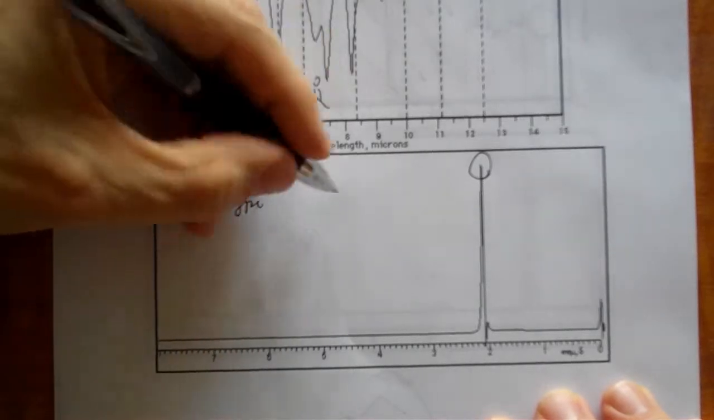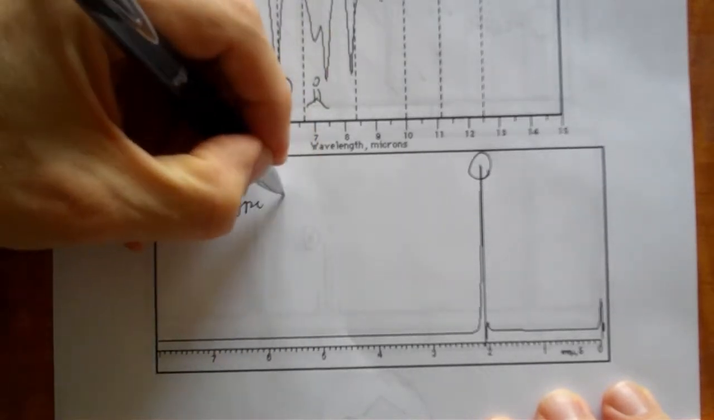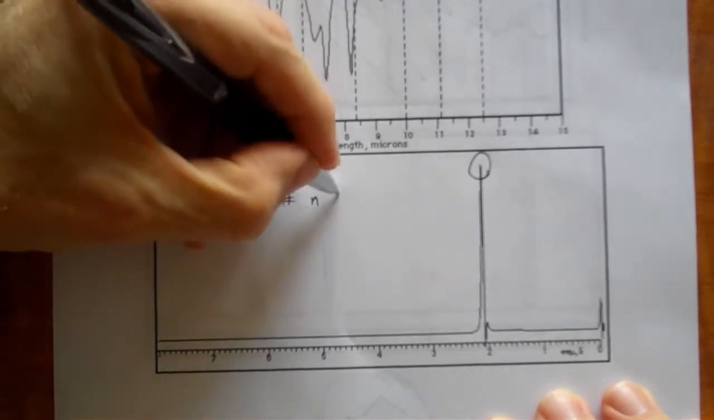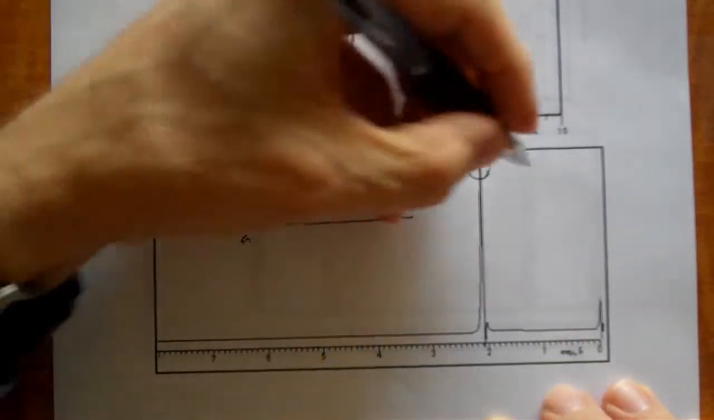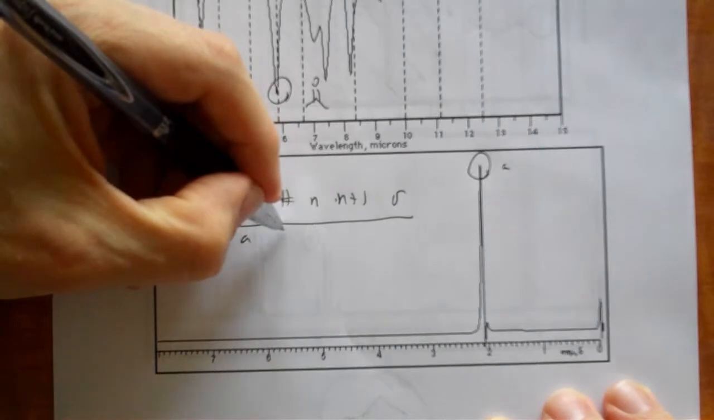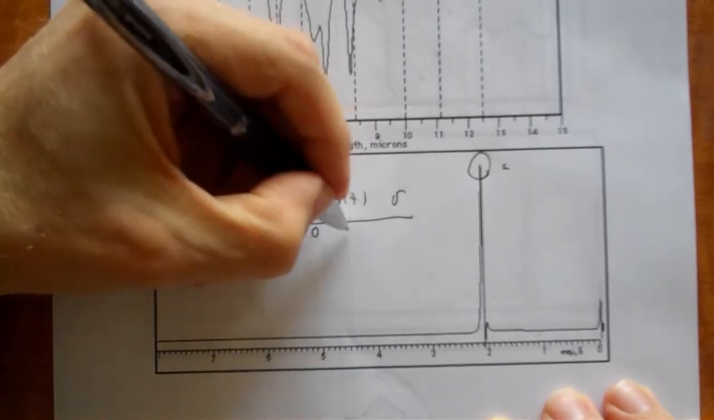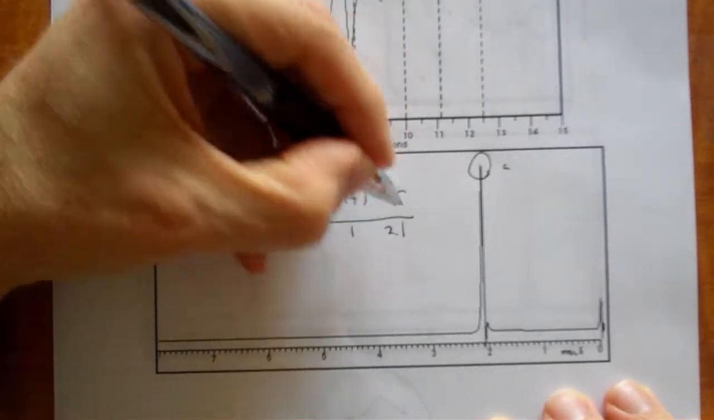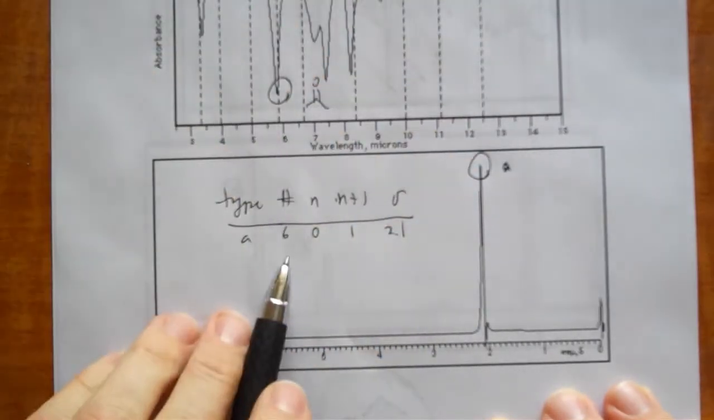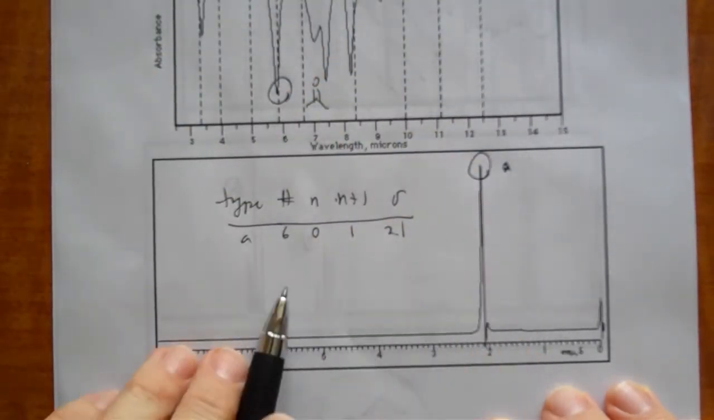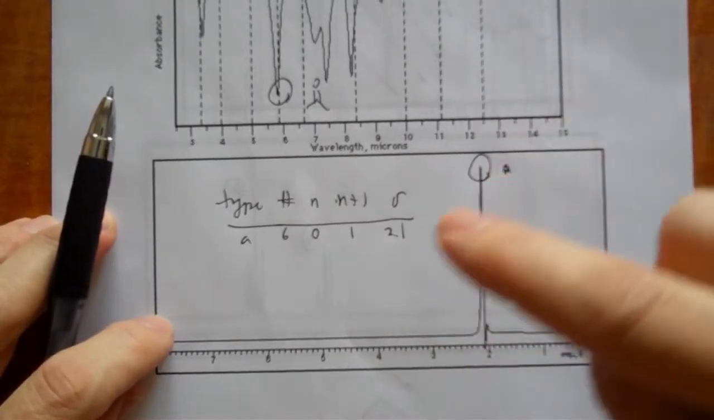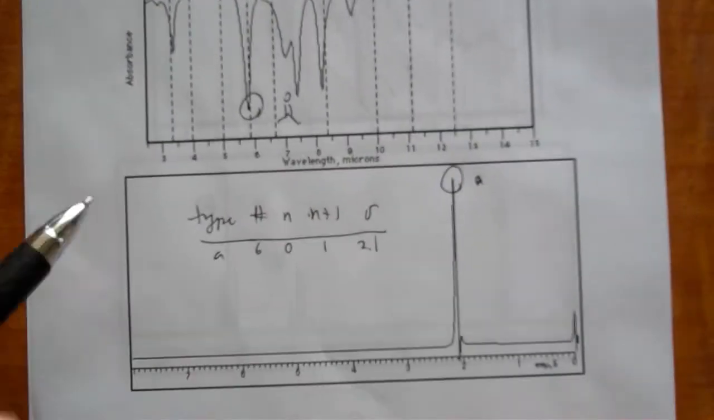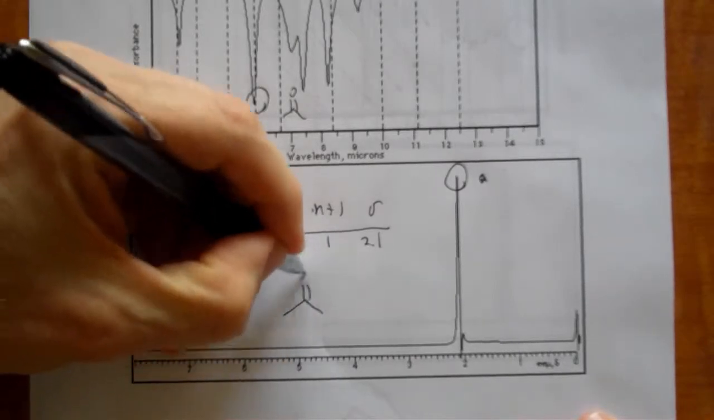So I should have done this over here. Type, number, n plus 1, and shift. Type is A. Number is 6. 0 neighbors. It's a singlet. 2.1. If you put that table on there, that's all the notes you need for your NMR, because then I know that you know why that peak goes with that. All right? So we know that the structure then is acetone.